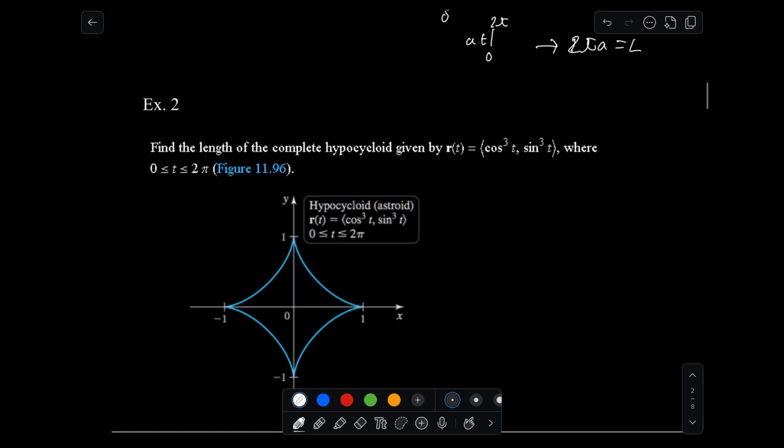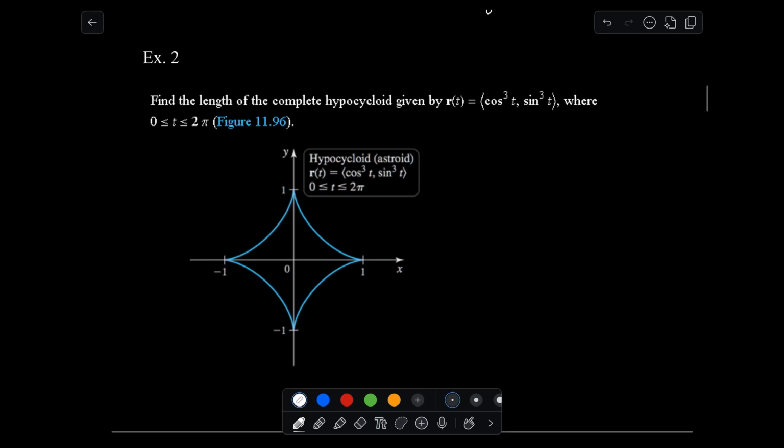Example 2 is a little bit more tricky. It's not as straightforward as example 1. Example 1 is the classic example to use arc length to apply it to other problems. In this case, it's a hypocycloid given by r of t equals cosine t cubed, comma, sine t cubed, where t is from 0 to 2 pi.